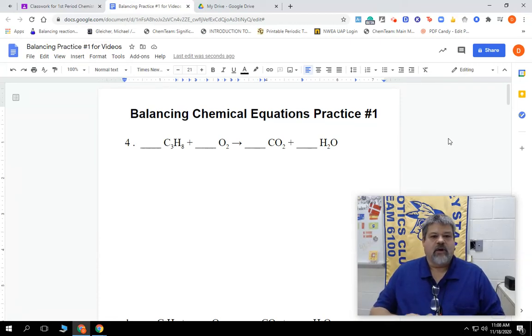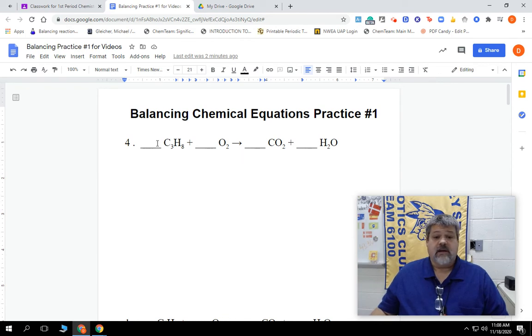Hey guys, today we're going to work on practice sheet number 1 still, and this time we're going to do problem number 4. So what are we going to do? We are going to go ahead and balance this equation. So we're going to start off right here, and we're going to just list the elements on the left-hand side of the equation and the same elements that are on the right.